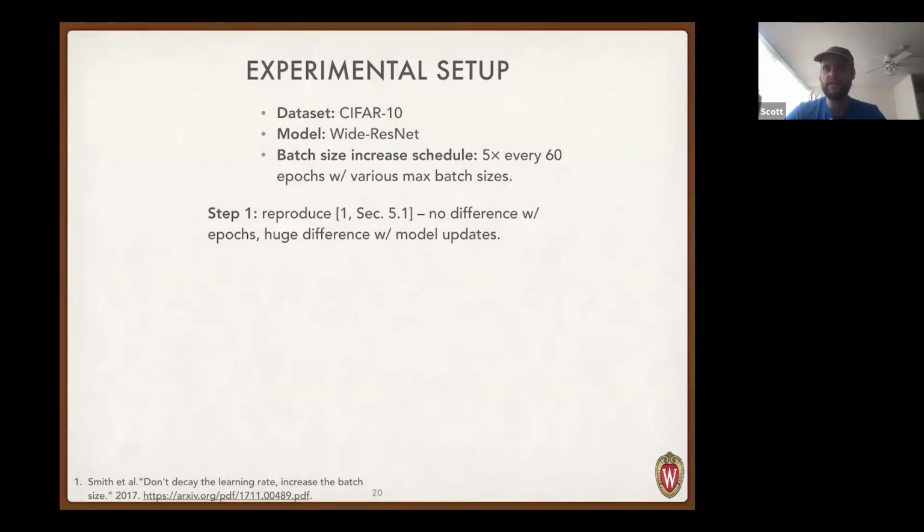To show that, let's use the CIFAR-10 dataset, which is an image classification dataset with 32 by 32 color images. Not important. And let's use a wide ResNet model. This is a model that requires GPUs, has a ton of parameters. It's a deep learning model, certainly. And then for the batch size increase schedule, let's increase by a factor of 5 every 60 epochs. This is the same schedule that Smith used. They also incorporated maximum batch sizes. So when the batch size gets too large, they decay the learning rate instead, which they have some hand-wavy reasoning for doing. That's also what I do in my experiments.